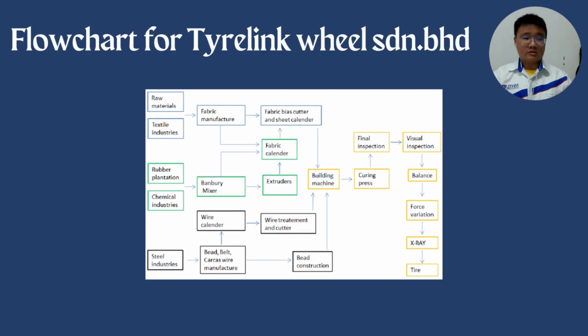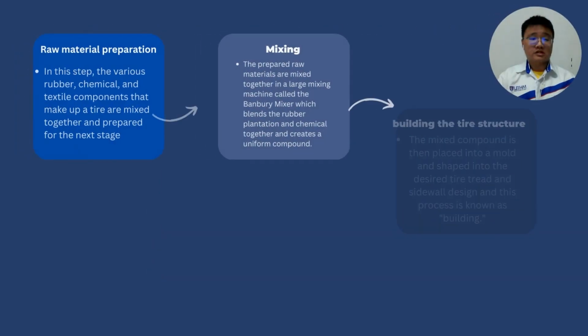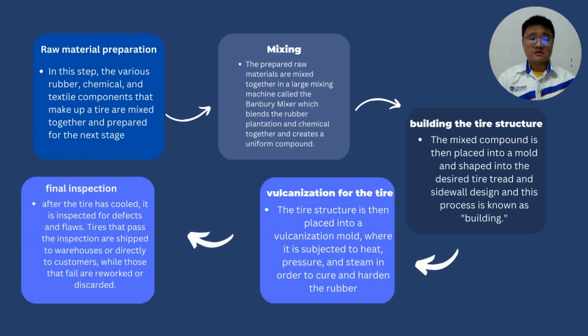Morning to everyone. My name is Chen Xuan, and today I would like to talk about the flow chart of Tire Link Wheels Sdn Bhd. The tire manufacturing process involves several steps, including raw material preparation, mixing, building the tire structure, vulcanization, and final inspection. First step is raw material preparation. In this step, the various rubber, chemical, and textile components that make up a tire are mixed together and prepared for the next stage. The next step is mixing.